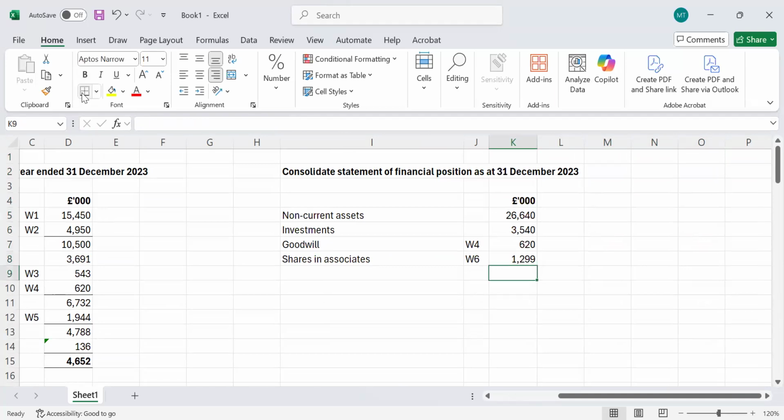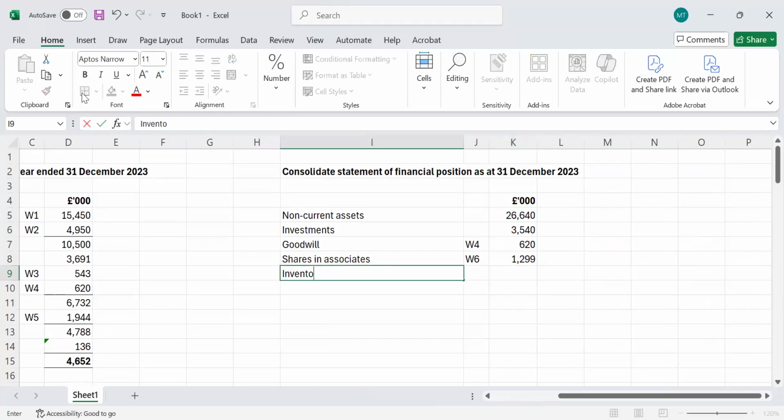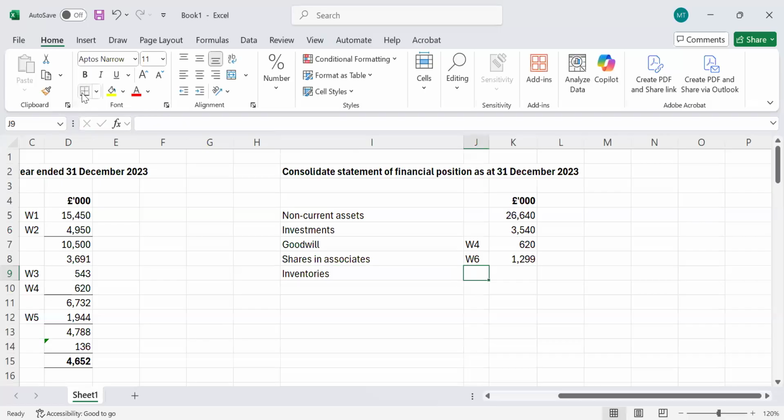Right, so we have arrived at this number. Now, what do we do next? We will look for the figure for inventories. Right, so inventories we can directly calculate here. Parent, we have 1620 plus subsidiaries 2916. Do we have to do anything else?